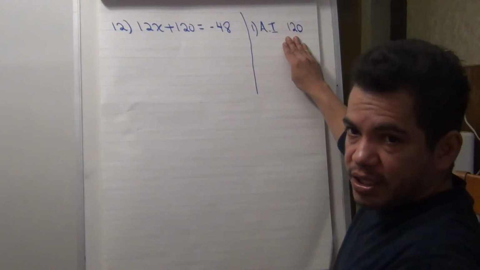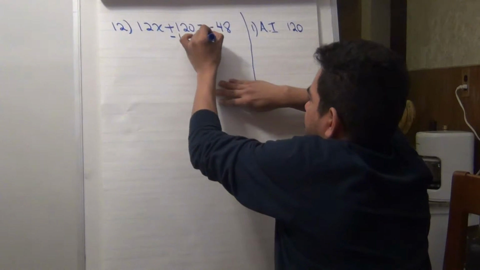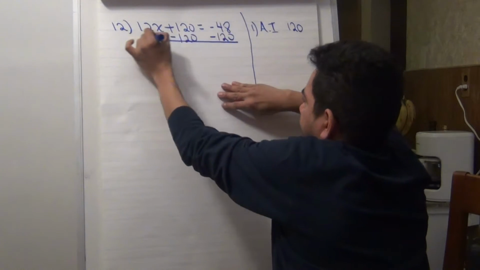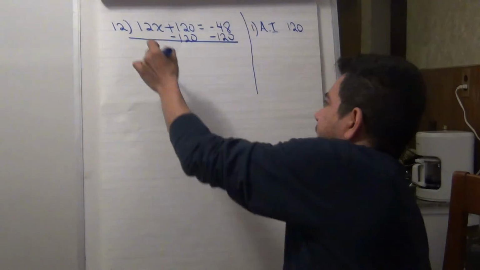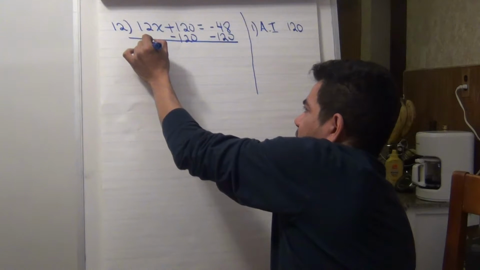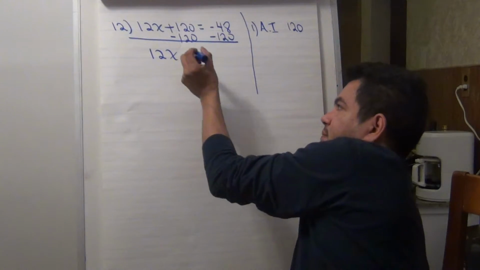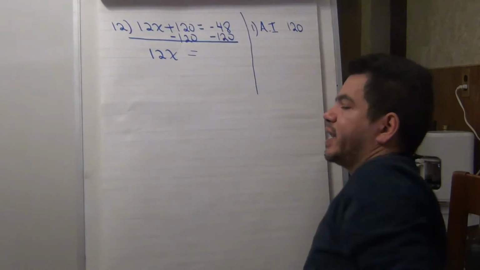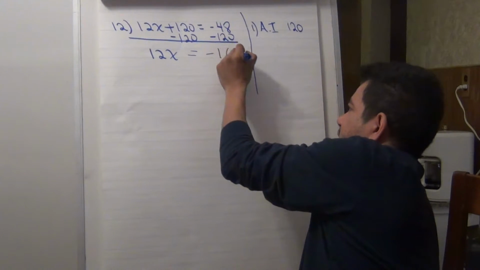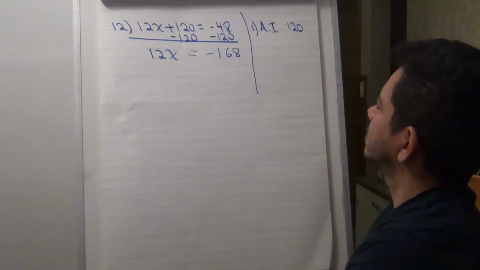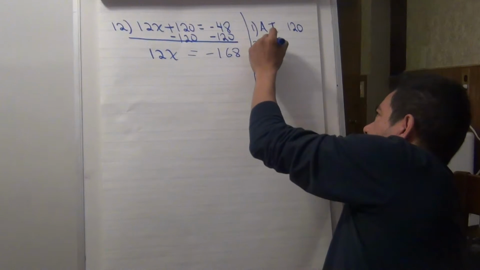So, how do I undo this 120? With negative 120. And what you do to one side, you do to the other. See that? Okay, neater, right? And now, bring down the 12x. This cancels out. Negative 48 and negative 120 is what? Negative 168.